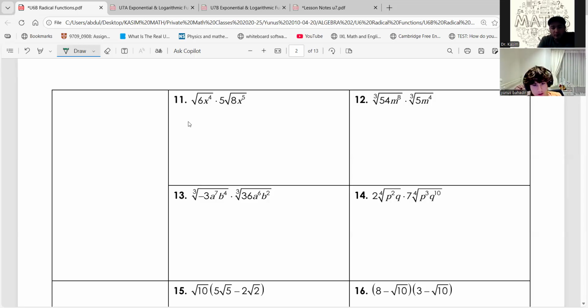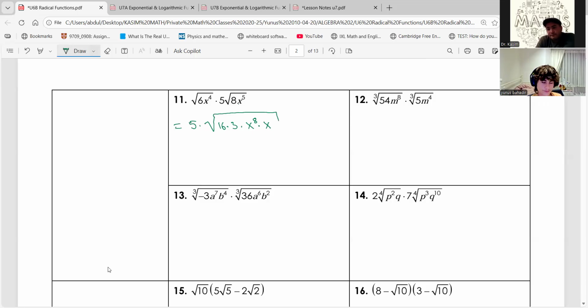First, both are square roots, and 5 is just a whole number, by using the commutative or associative property, right? Let me put 5 here, keep it here. And the square roots, 6 times 8, 48, right? And immediately 48, I can write as 16 times 3, right? And now x to the power of 4 times x to the power of 5 is x to the power of 9, right? But 9 is not divisible by 2. So I can break it down and write x to the power of 8 and x to the power of 1, right?